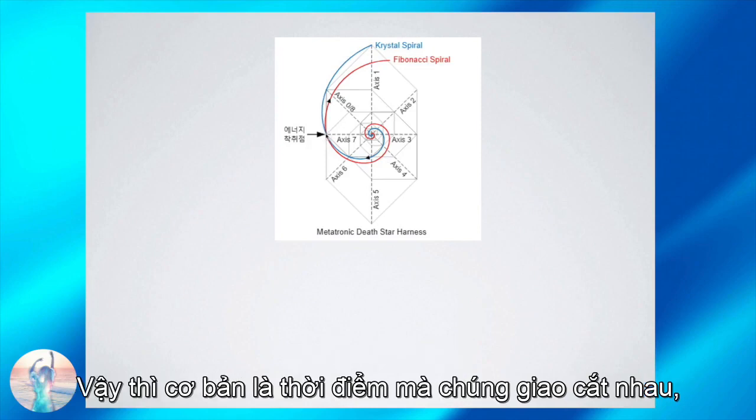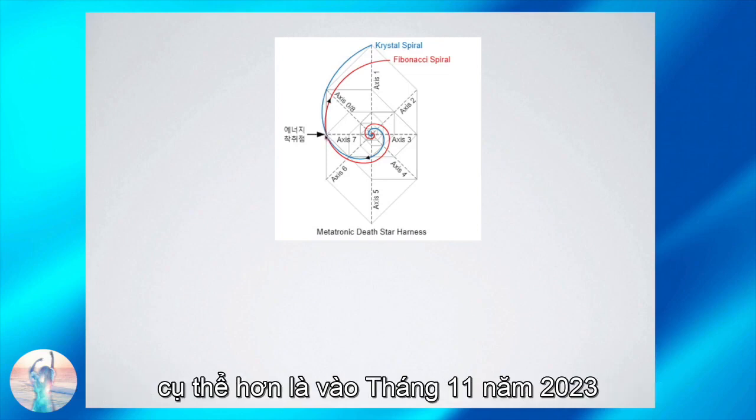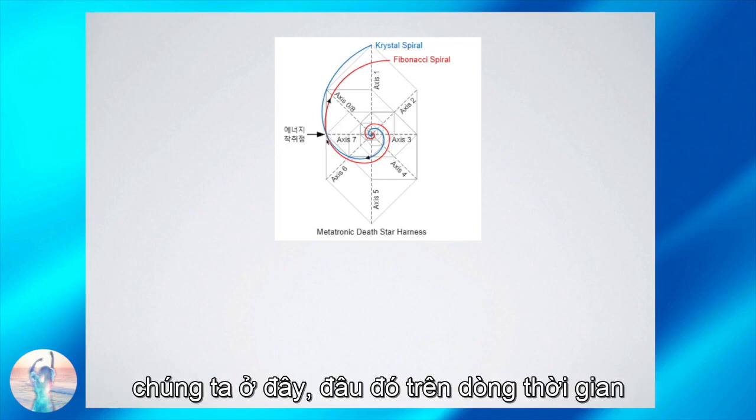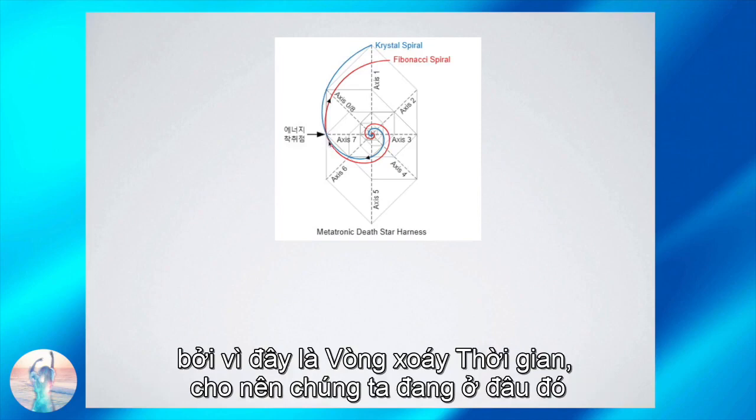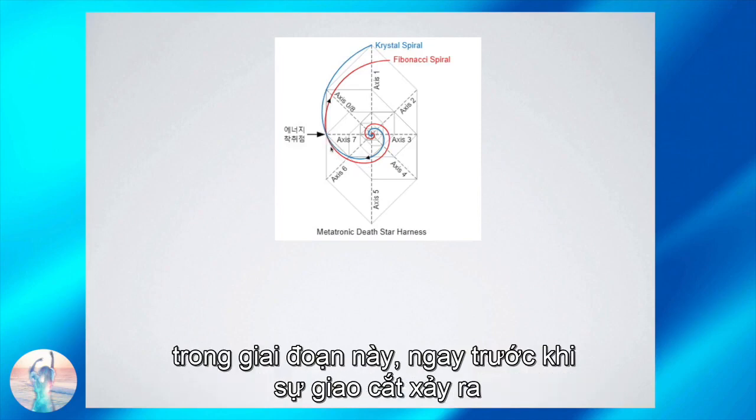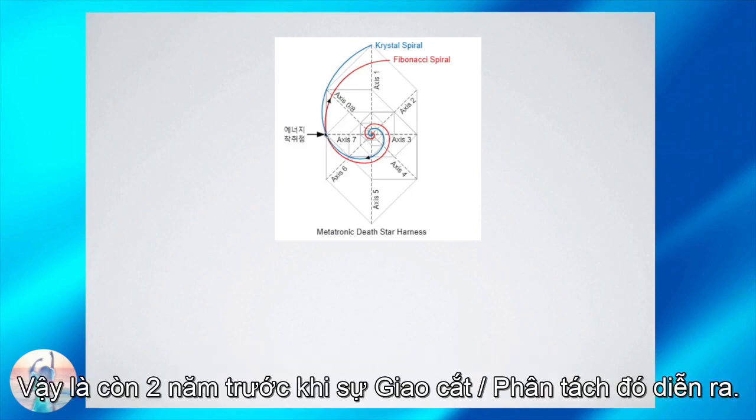Now, basically this time where they're going to cross is actually in November 2023. So we're here somewhere in terms of time, because this is like a time spiral. So we're somewhere in this period here, just before they cross. We've got about 2 years before they cross.